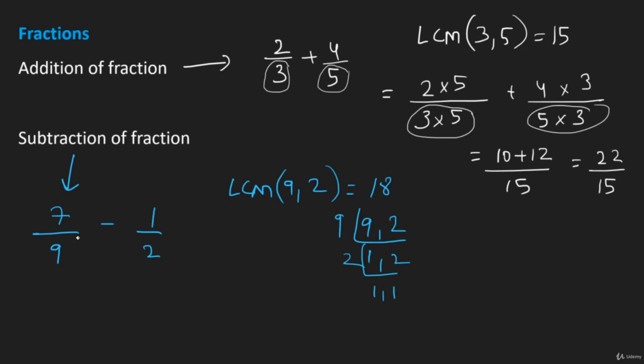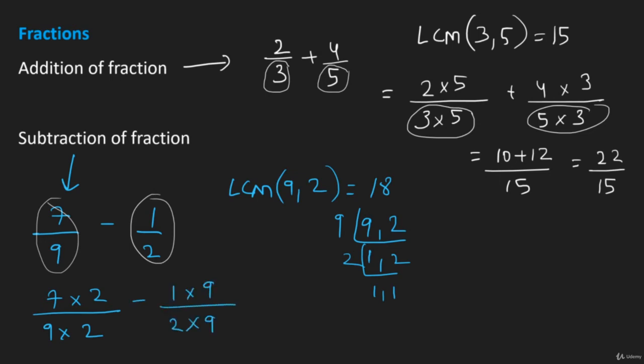Now, let me convert these into fractions which have 18 in the denominator. So I can write 7 into 2 by 9 into 2 minus 1 into 9 by 2 into 9. Now you have the same denominator in both these cases. When you are trying to do subtraction of fractions and you have the same denominator, just do the operation on the numerator and keep the denominator as it is. So that's equal to 14 minus 9 by 18, which is equal to 5 by 18.